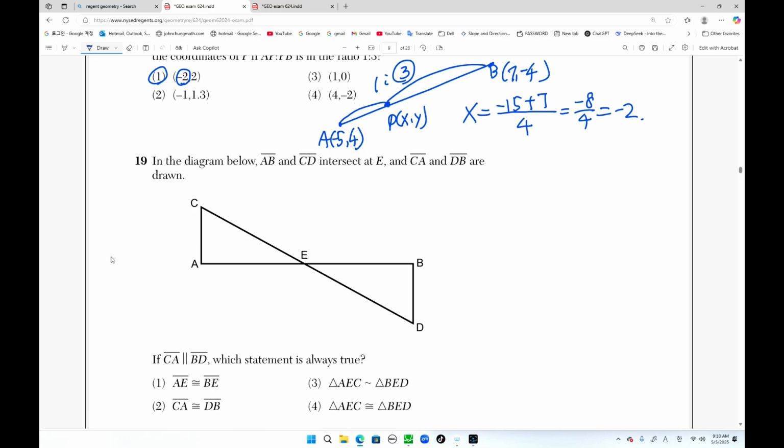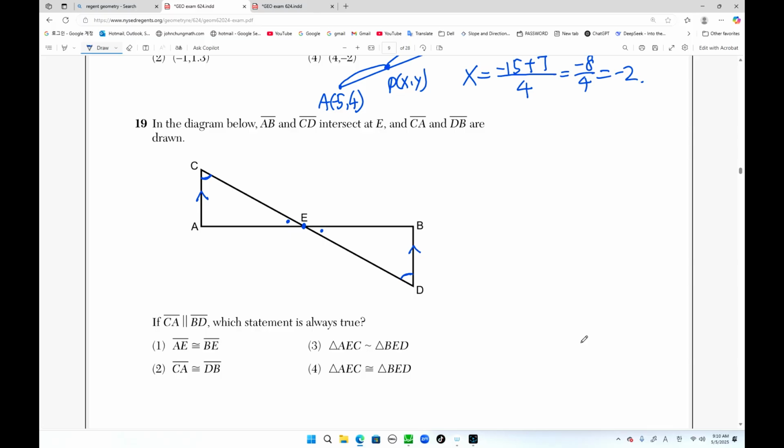And we have the intersection of two lines. CA and CB are drawn. CA and BD, these two lines, they are parallel. Parallel means these two angles are alternate interior angles, right? Equal. And these two angles are vertical angles, congruent. So this is what? Similar, right? Because they didn't say any corresponding congruent side. Similar means it doesn't have to be the same length, not congruent, right?